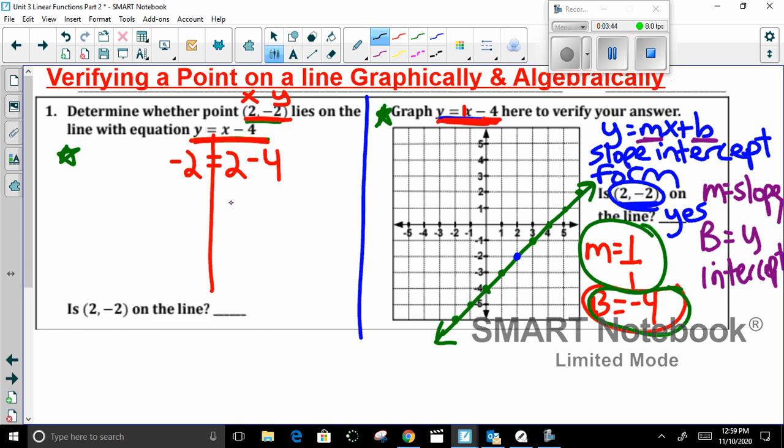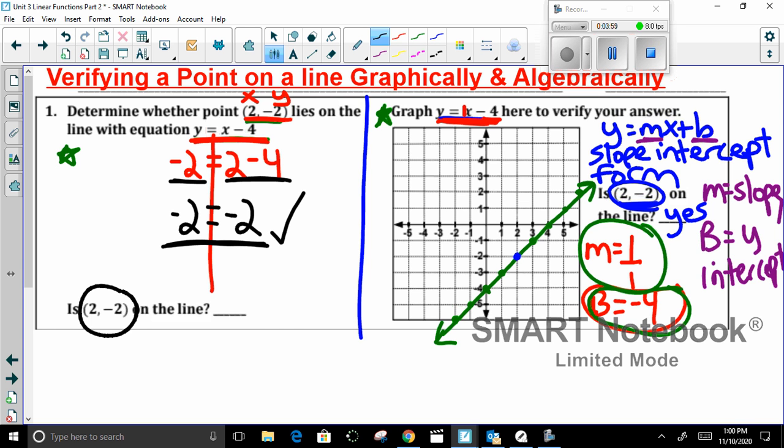My goal is to see if this side is going to equal what the left side equals. 2 minus 4 is -2. They both end up equaling each other. It works out. So that shows me algebraically that this point does indeed lie on the line. So I have proved it both algebraically and graphically.